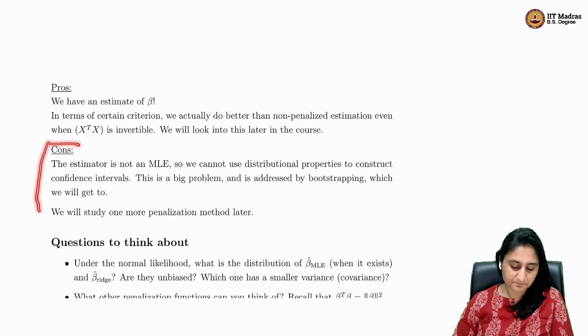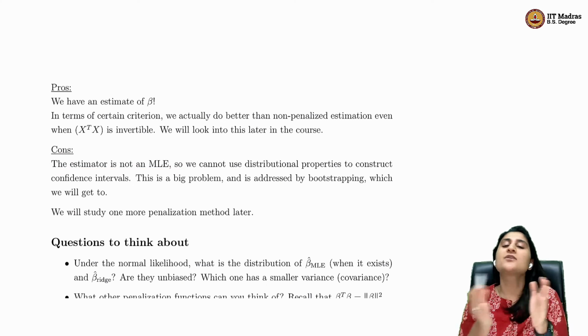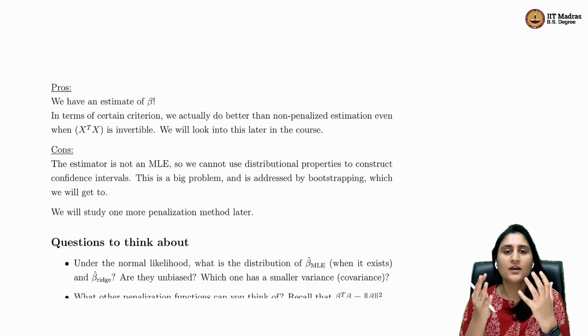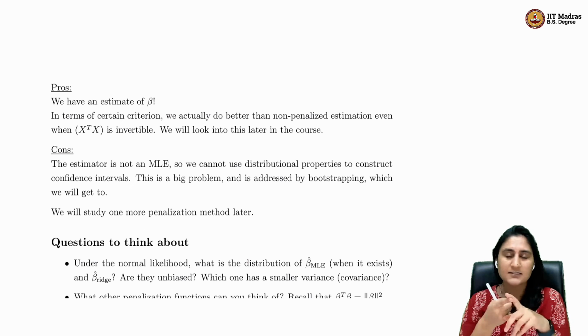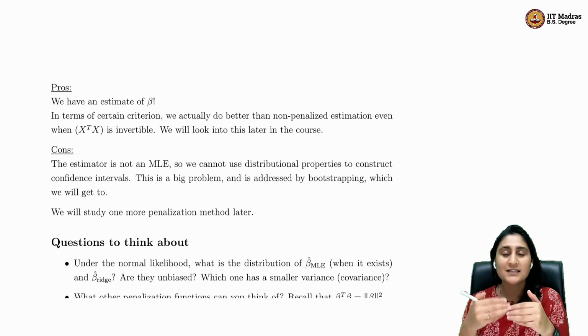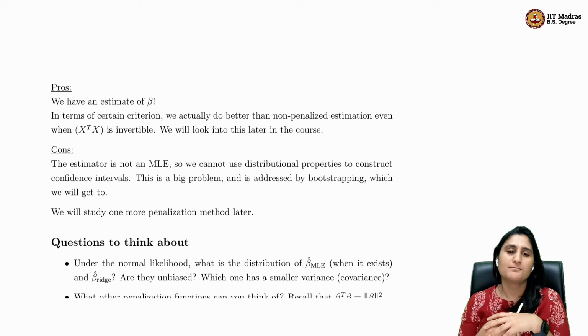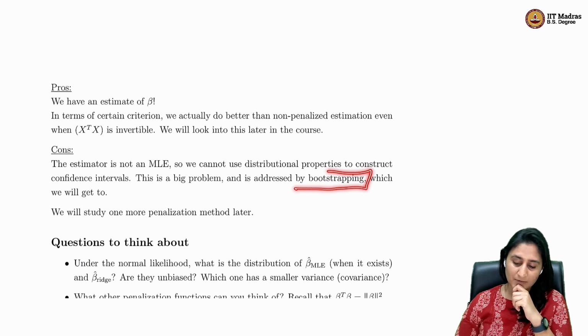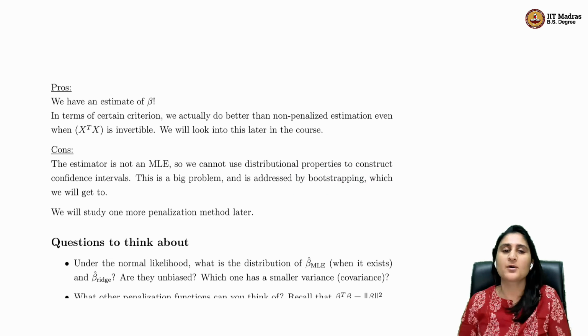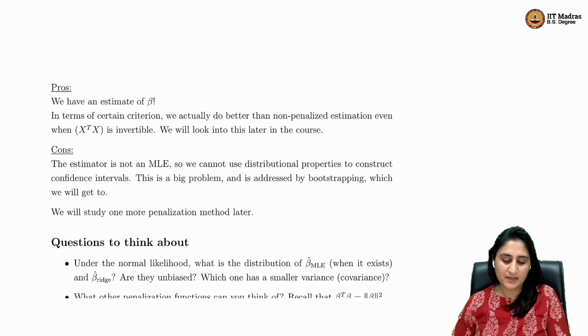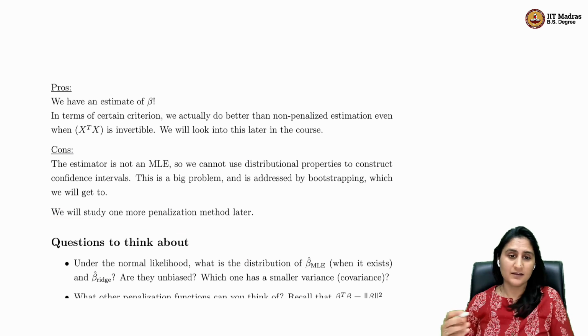So what are the cons? The cons are mainly that the estimator is not an MLE. Because it's not an MLE, and we discussed MLEs have very nice theoretical properties, like consistency and asymptotic normality, those are not properties that follow for ridge estimates anymore, because we don't have those nice MLE properties. So that can be a problem. This can be addressed by bootstrapping, which is again something we'll learn in the course. And this is why it was important to go through these topics. We'll also do one more type of penalty later on in the course.